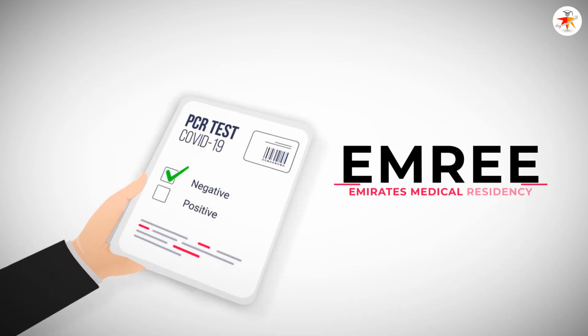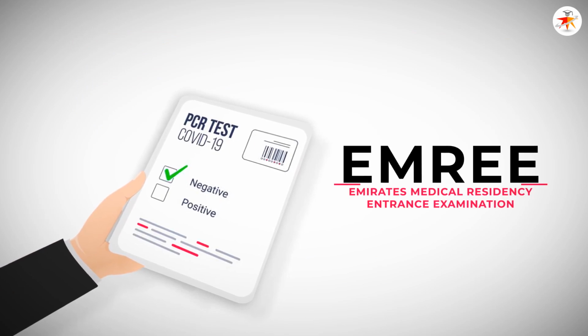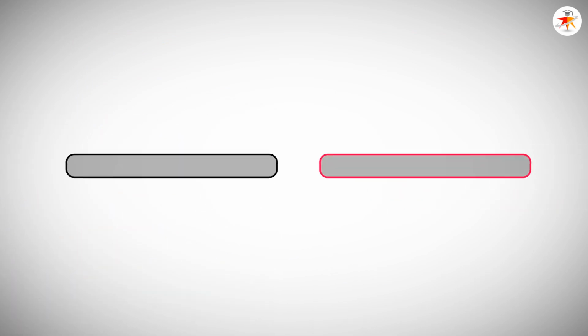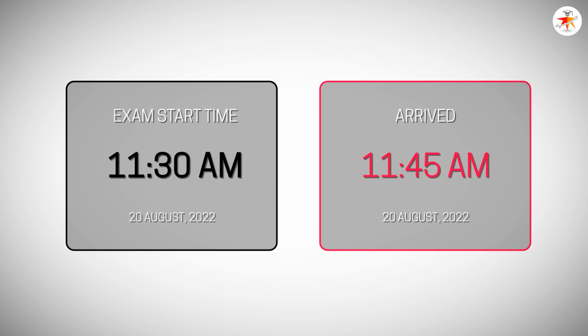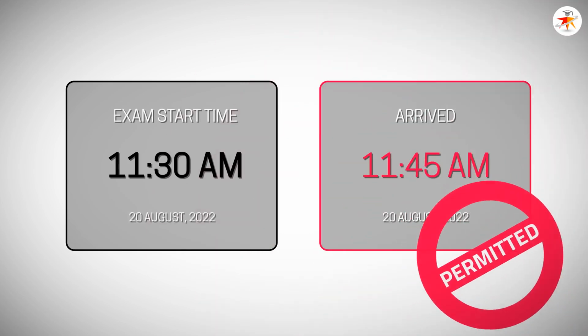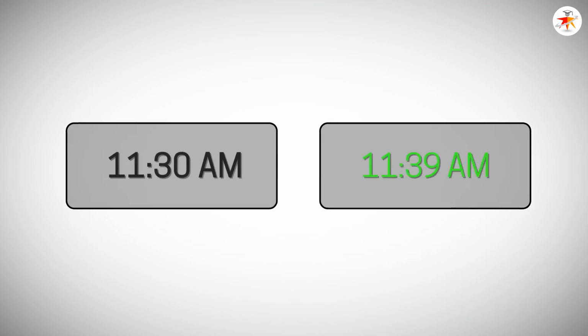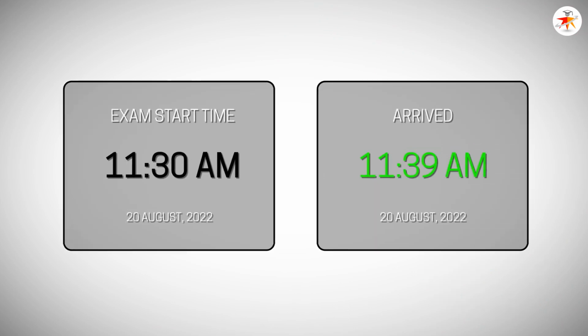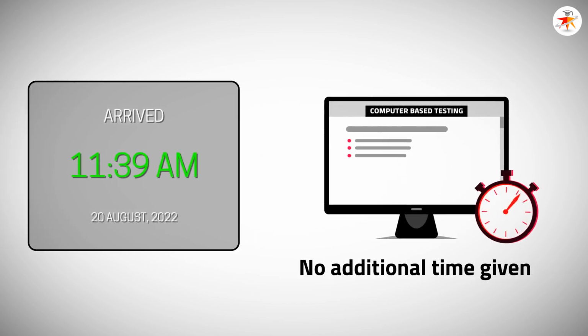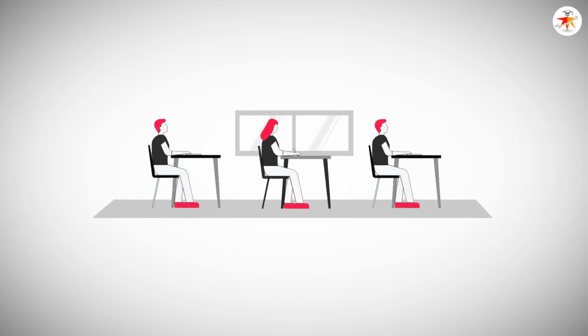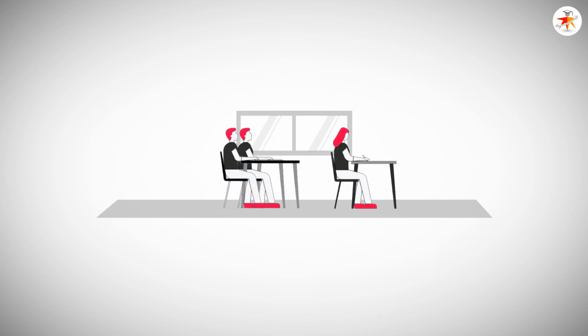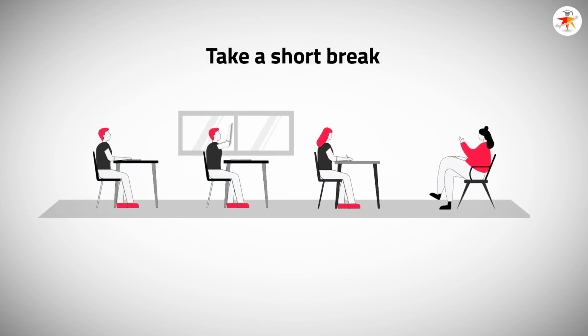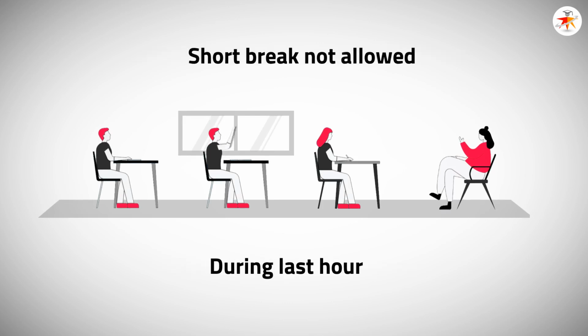More specifically for EMREE, all candidates should have a negative COVID test result, provided within 7 days of attending the exam. Candidates who arrive more than 10 minutes after the start of the exam will not be permitted to sit, whereas candidates who arrive late, but within 10 minutes will not be given additional time to complete the exam. Candidates can only sit where they are instructed, so you can't make your own sitting arrangement. Normally candidate can take a short break after obtaining the permission of the chief invigilator during first 2 hours, but not allowed during last hour.